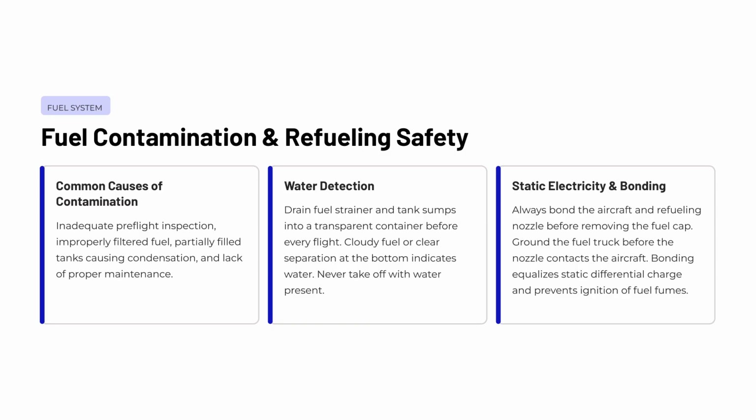Static electricity is an equally serious hazard during refueling. Aviation fuel produces highly flammable vapors, and even a small static discharge can trigger ignition. Before you remove the fuel cap, bond the aircraft to the refueling nozzle. The fuel truck must also be grounded before the nozzle makes contact with the aircraft. This bonding process equalizes any static differential charge between surfaces, eliminating the risk of a spark. These steps are not optional. They are standard safety protocol and must be followed every single time you refuel.